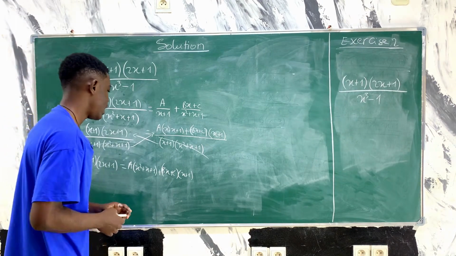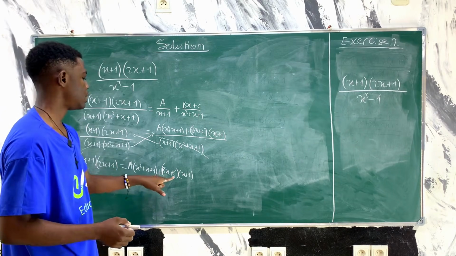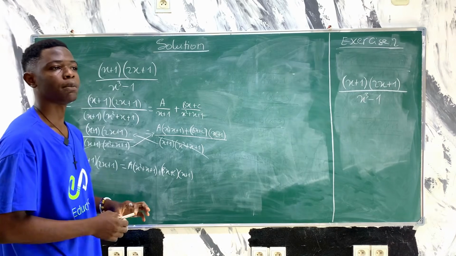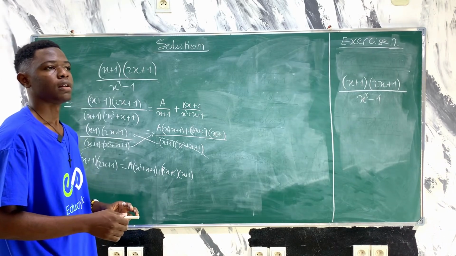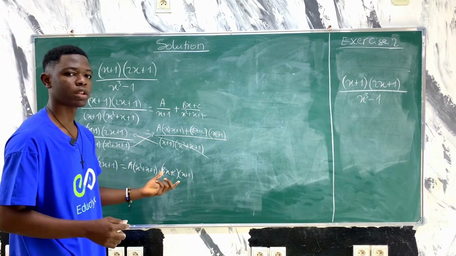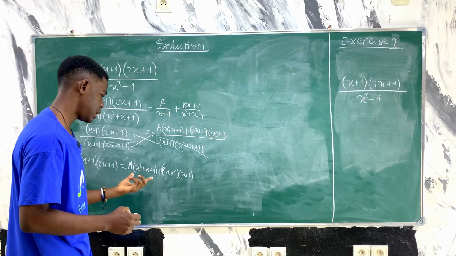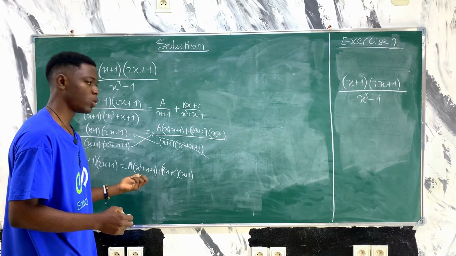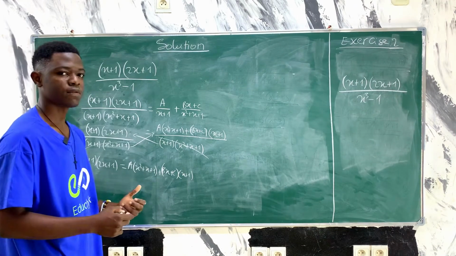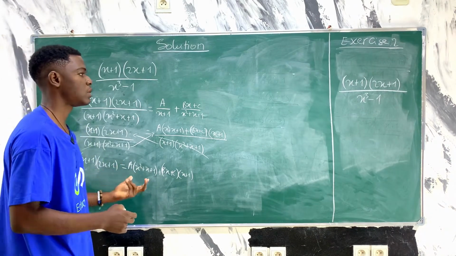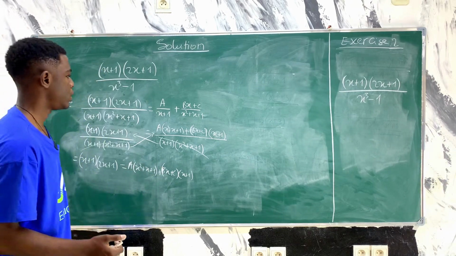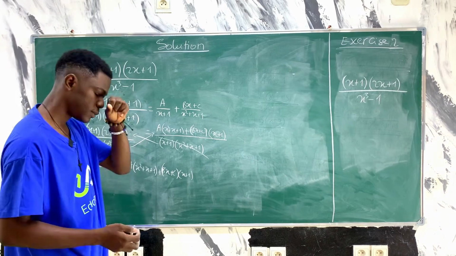So what do I do here? I have 3 unknowns: a, b, and c. So I can continue either by expanding and comparing the coefficients, or I can continue by substituting values, letting x be something, then find a, b, and c. Any of them will work here, but I choose to let values.